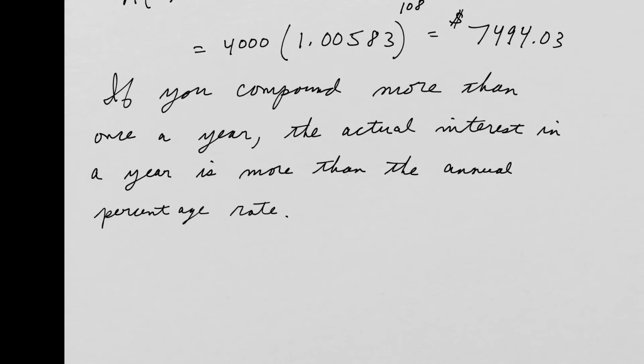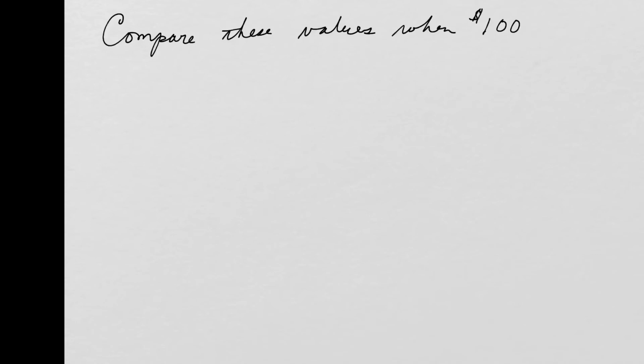So actually one way to explain that is the following. Okay, so let me do another example. Let me explain this a little more carefully. So let's say we want to compare these values when $100 is invested at 10% for 1 year.